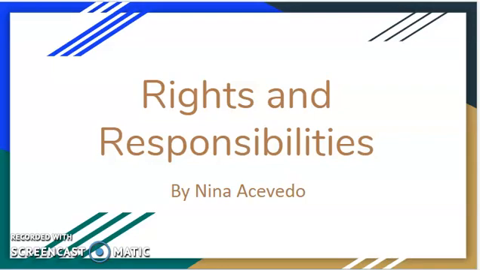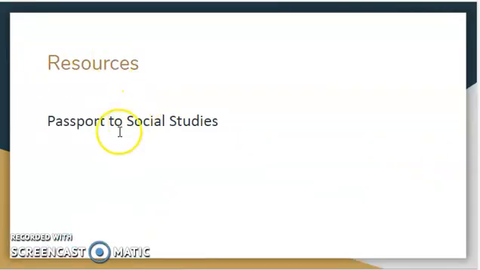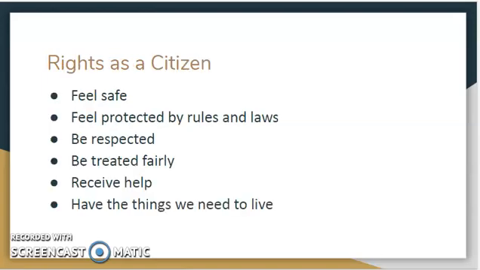Hello everyone, in this lesson we're going to be talking about rights and responsibilities. For this lesson I took my information from the resources that we have from the Passport to Social Studies. So, the rights and responsibilities.